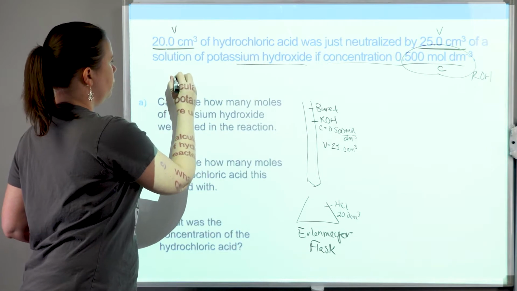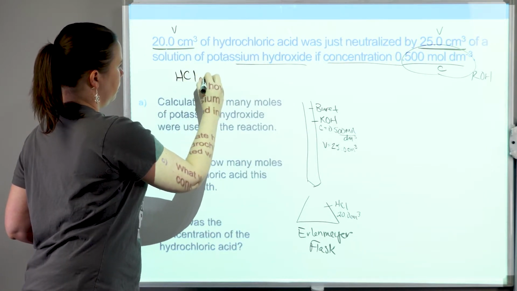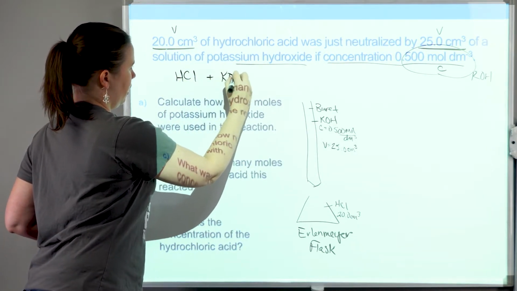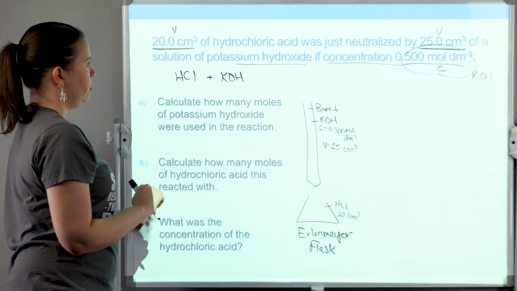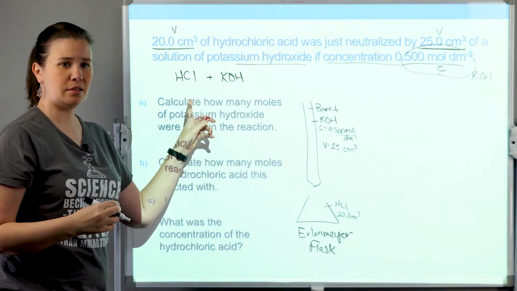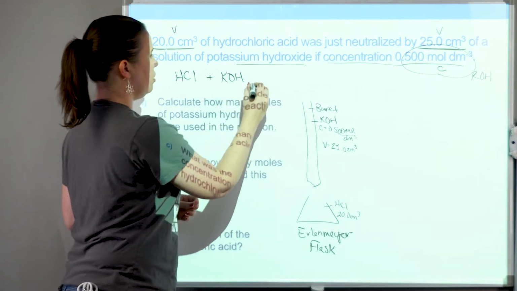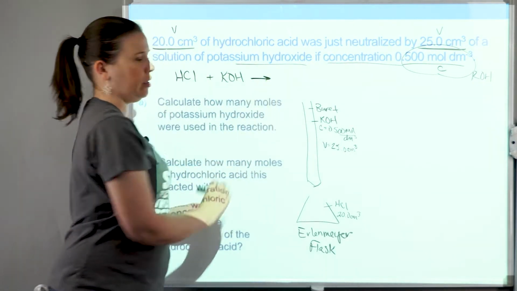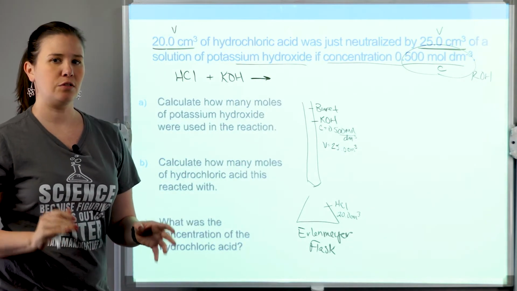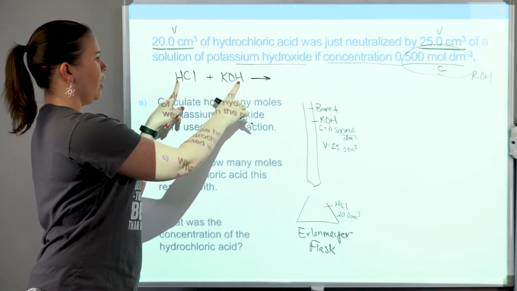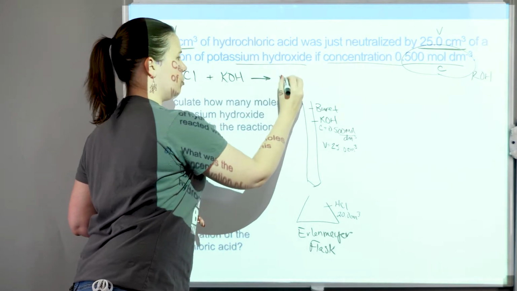Now that I've got myself organized, let's think about the neutralization itself. What happens when hydrochloric acid reacts with potassium hydroxide? This is an Arrhenius acid since it has hydrogen, and this is an Arrhenius base since it has hydroxide. So the products will always be water and a salt. This is essentially a special type of double replacement reaction. The hydrogen and hydroxide will combine to form the water.